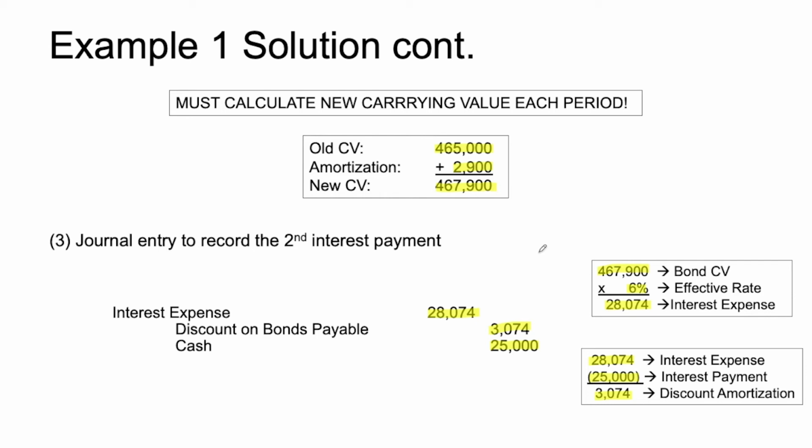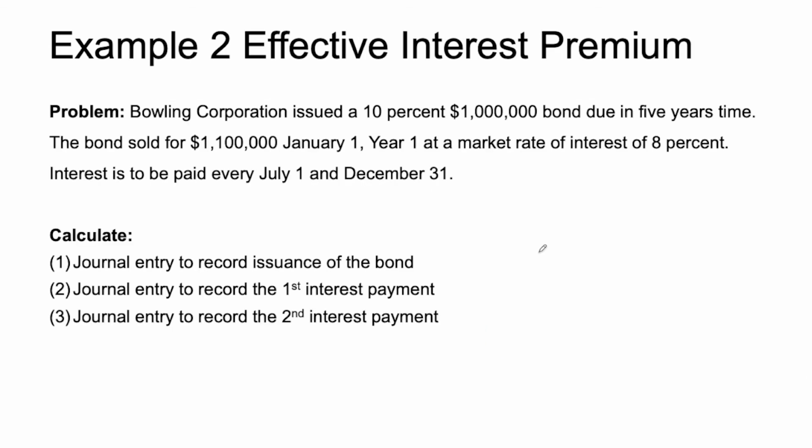Next, let's take a look at how we would solve a premium example. So reading the question here, Bullen Corporation issued a 10% $1 million bond due in 5 years' time. The bond sold for $1,100,000 on January 1st, year 1, at a market rate of interest of 8%. Interest is to be paid every July 1st and December 31st.